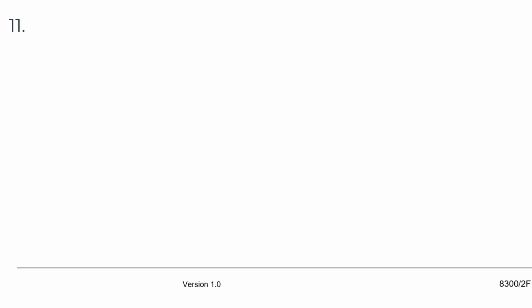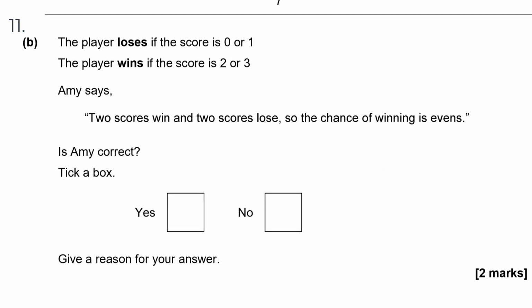So let's have a quick look then at the next question. It says, the player loses if the score is 0 or 1, and the player wins if the score is 2 or 3. Now, Amy says 2 scores win and 2 scores lose, so the probability of winning is evens. Is Amy correct? Tick a box.